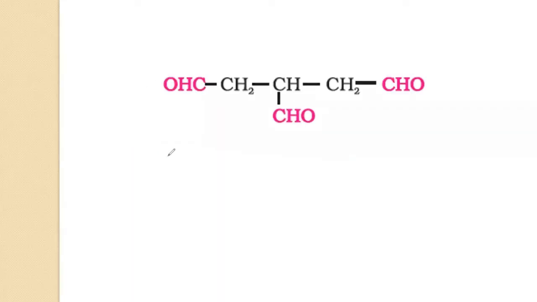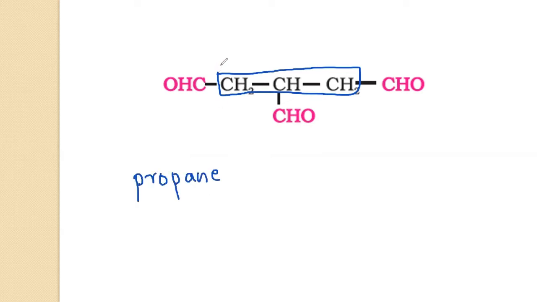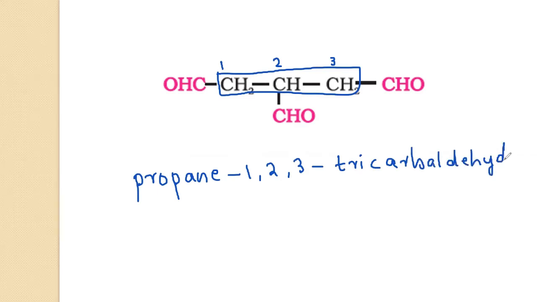Here again, we go for a different style of naming because there are 3 CHO groups. So we consider the straight chain. There are 3 carbon atoms in the straight chain, so we call it propane. And there is a CHO on each of the carbon atoms of propane. So we call it propane-1,2,3-tricarbaldehyde.